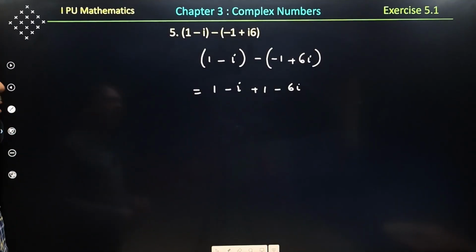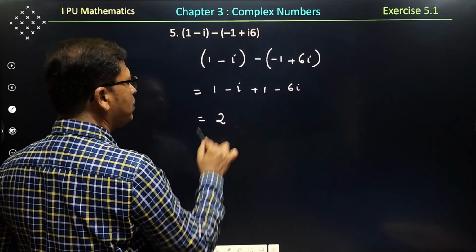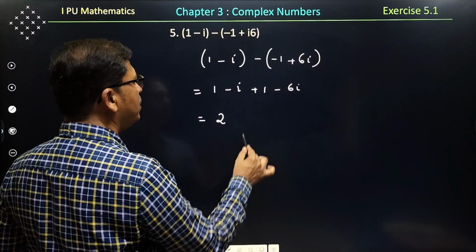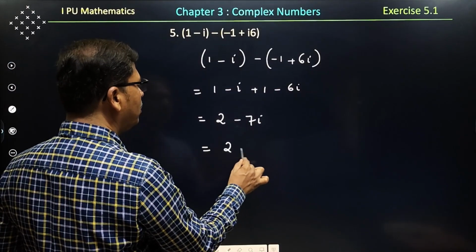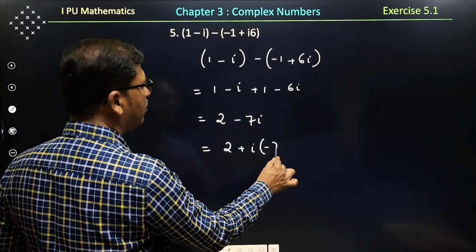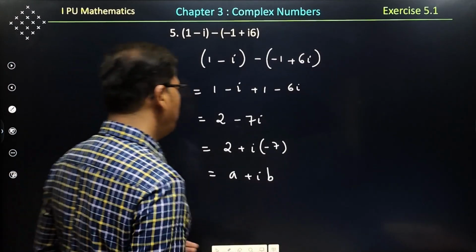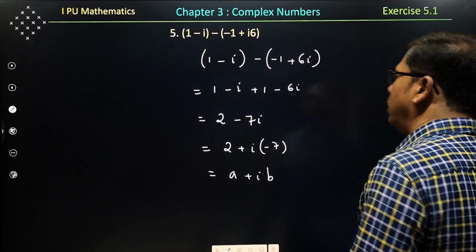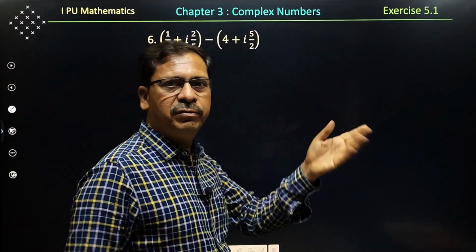Now this is equal to 1 plus 1 leads to 2. Minus i minus 6i leads to minus 7i. Now this is in the form 2 plus of i into bracket minus 7. Now it has been converted in the form a plus ib. Let me continue with the next example. Very simple calculations are there. There is no difficulty at all.